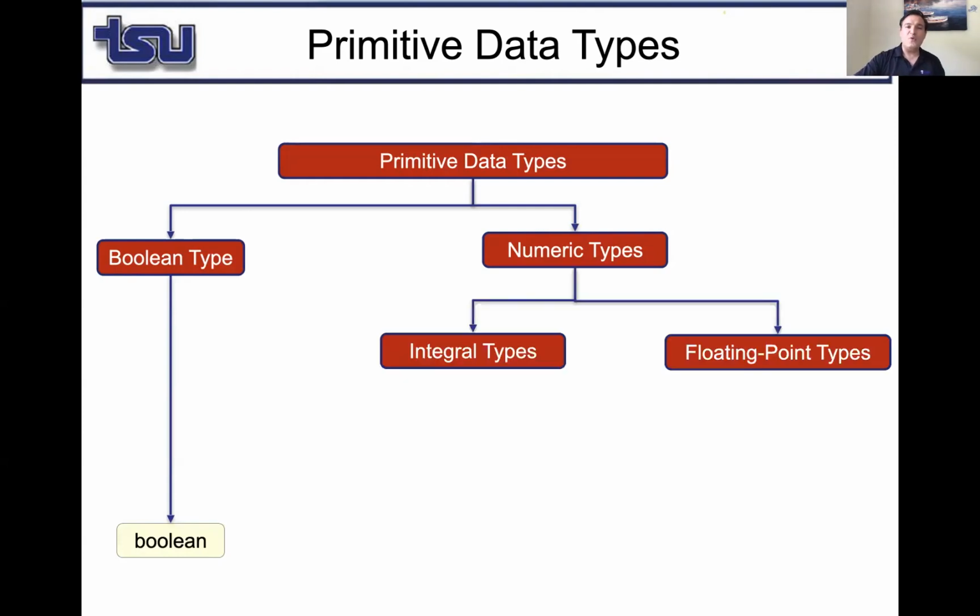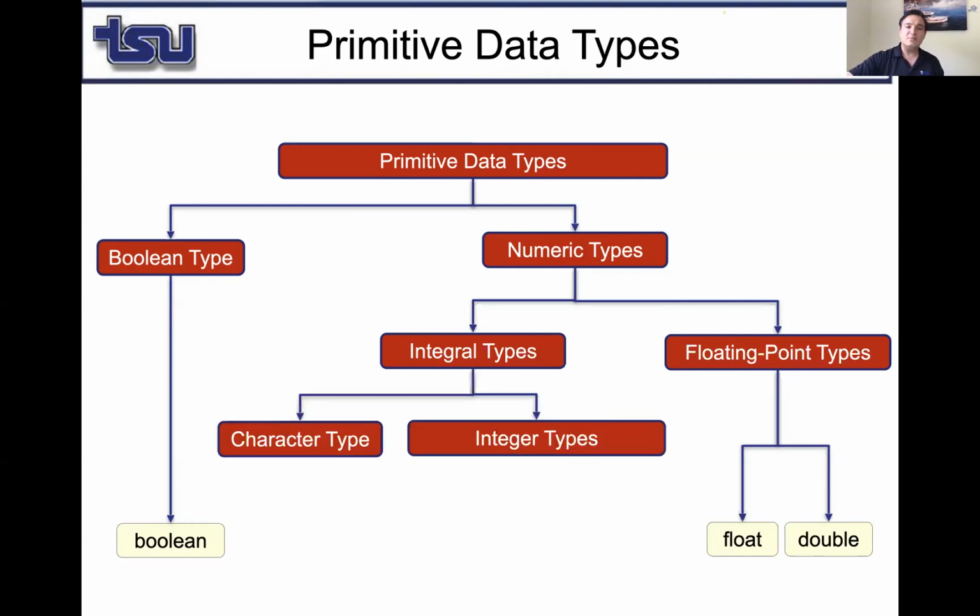Numeric types are further divided into integral types and floating point types. Floating point types, we have only two, float and double. And integral types are further divided into character type and integer types. Character type is only char, or char, whichever you call it, okay? Char, let's say.